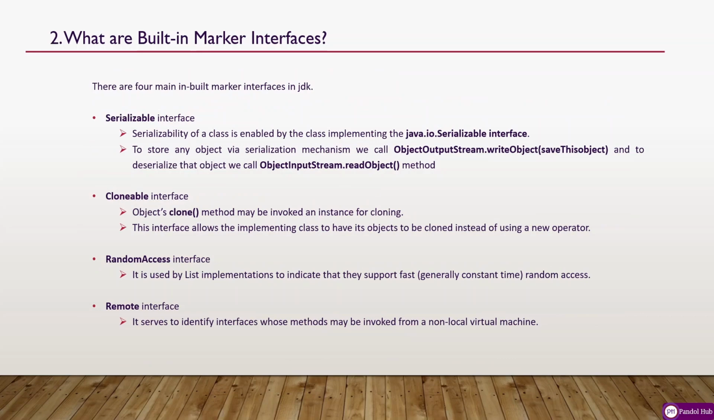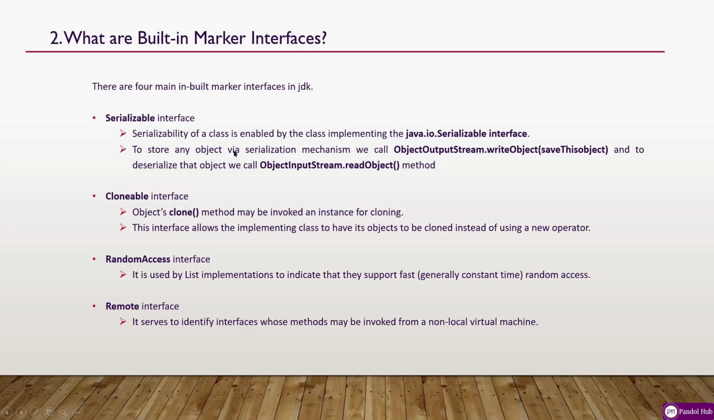So what are the built-in marker interfaces? There are four main built-in marker interfaces in the JDK. The first one is the Serializable interface. Serializability of a class is enabled by the class implementing the java.io.Serializable interface. So if you want a class to be serialized, then you have to implement the Serializable interface in the class.